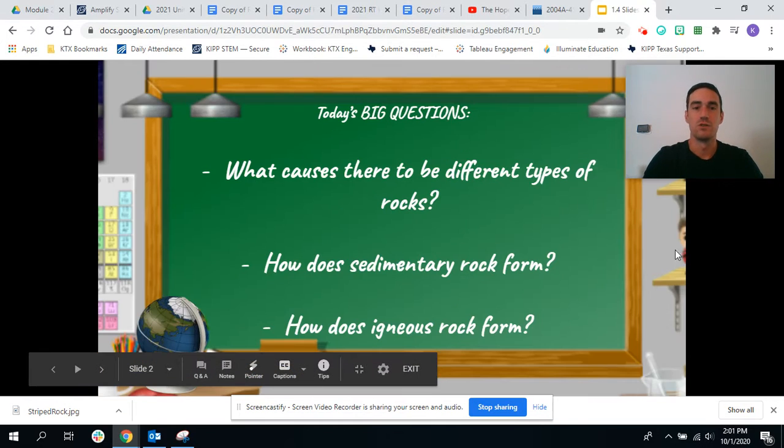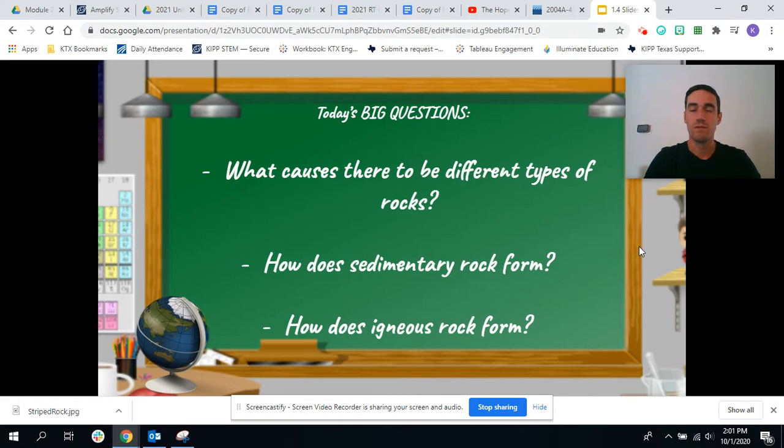But first, we're going to move on to our big questions. We have a few that we're trying to answer today. Our first one is, what causes there to be different types of rocks? Why are there two clearly different types of rocks that have the same minerals? And hopefully we can learn a little bit about that from our model today. Our second question is, how does sedimentary rock actually form? And our third is, how does igneous rock form?